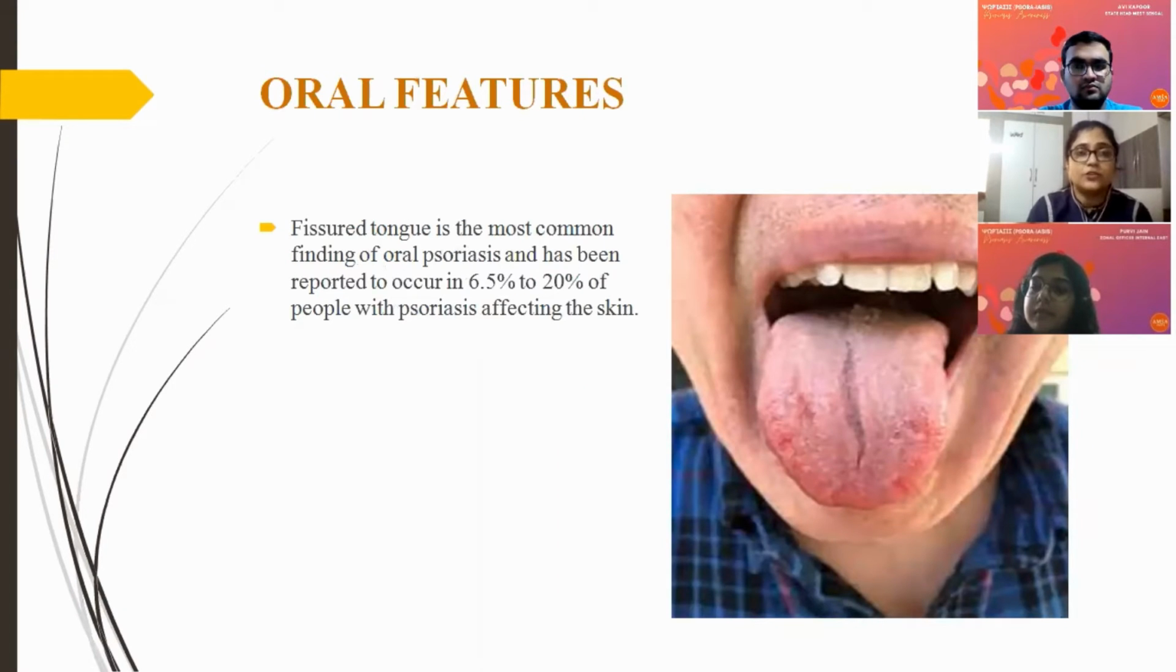Now, psoriasis can also involve the oral cavity. If it involves the oral cavity, there will be fissuring of the tongue, which is the most common finding of oral psoriasis and has been reported to occur in 6.5 to 20% of people with psoriasis affecting the skin.